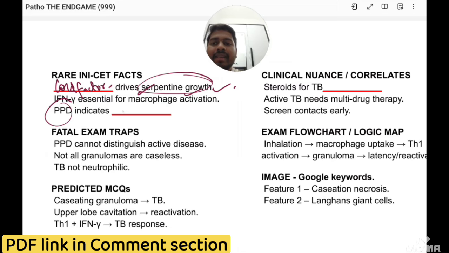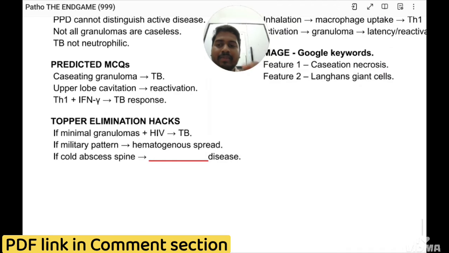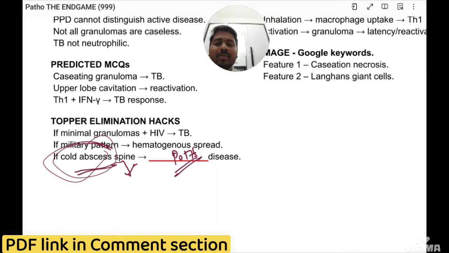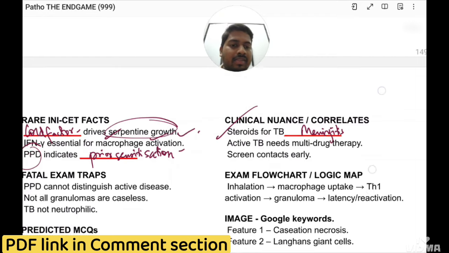Next, PPD indicates prior sensitization. It doesn't indicate active infection. If PPD is positive, it means the person was exposed to TB. Whether he has developed disease or not, we don't know, but he is exposed. If cold abscess of spine, we call it Pott's disease. Basically TB of spine where cold abscess means there are no active signs of inflammation. There is no redness, no tenderness. All those things are not there, then it is known as cold abscess. Next, steroids for TB meningitis mainly will be given, and the other three conditions which I have mentioned.